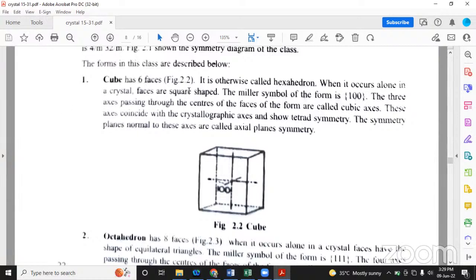The faces are square shaped. You can observe this is square shaped. And the Miller symbol of the form, you can observe here, is 1, 2, 3. These are three axes, and all three are the same length. That's why it is called a square, because it is divided into the same length.